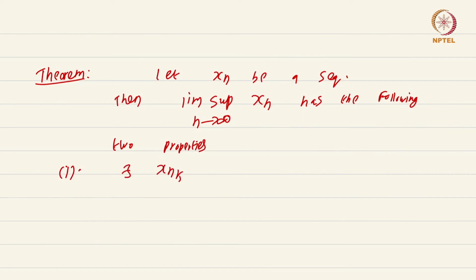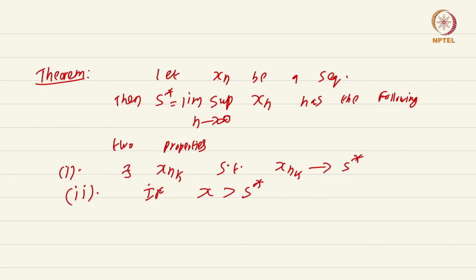there exists a subsequence x_{n_k} such that, if you don't mind, let me just call this lim-sup s upper star. This is a common notation. x_{n_k} converges to s upper star. Property number 2, if x is greater than s upper star, if you choose a real number that is greater than s upper star, there exists N such that if n is greater than N, then xn is less than x.